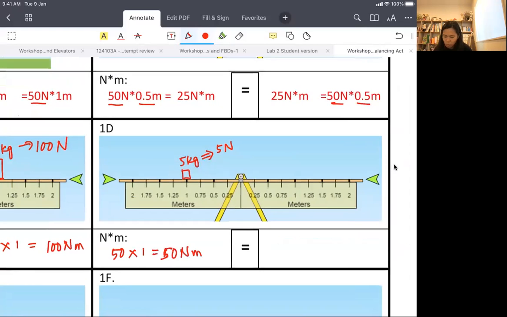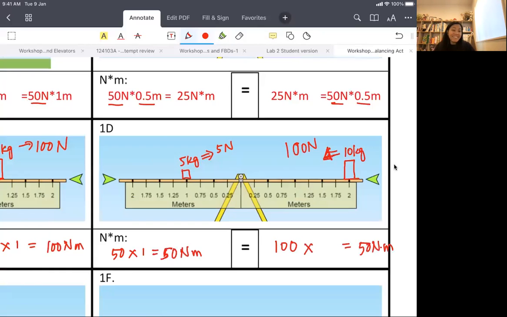50 Newton meter torque, right? So if I have a 10 kilogram mass and I place it at 2 meters, that's a weight force of 100 Newtons for a 10 kilogram mass, and 10 Newtons for a 1 kilogram mass. Where should I place it so that I also have 50 Newton meter torque?